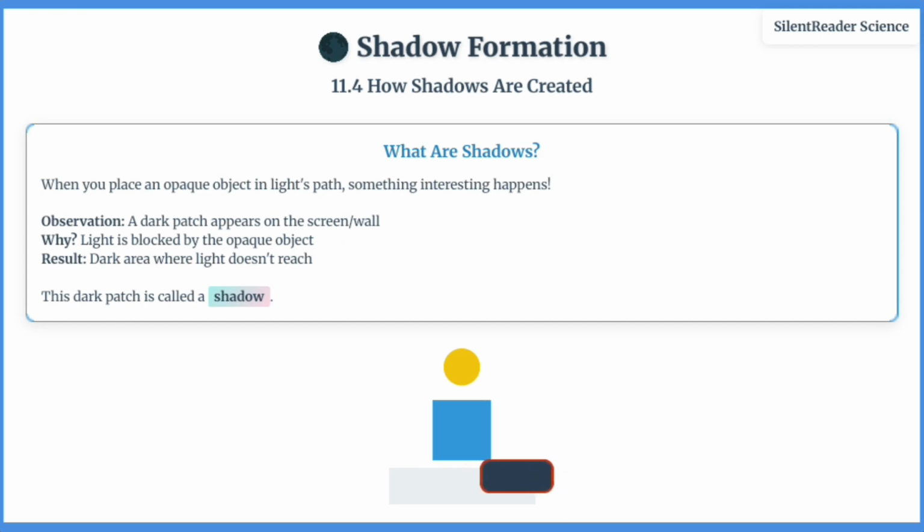We also discover that shadow size depends on the object's position. Closer to the screen gives smaller shadows, closer to the light source gives larger shadows. Interestingly, shadow color is always dark and doesn't depend on the object's color. A red ball and a blue ball of the same size will cast identical shadows.